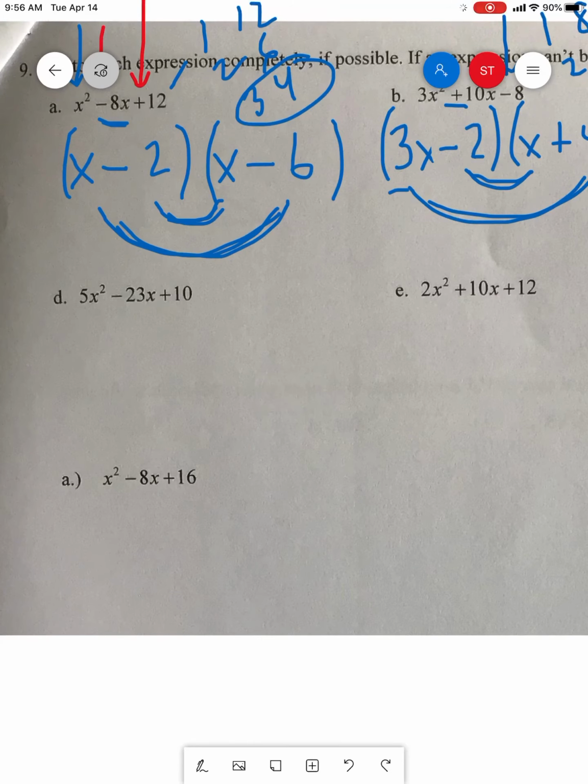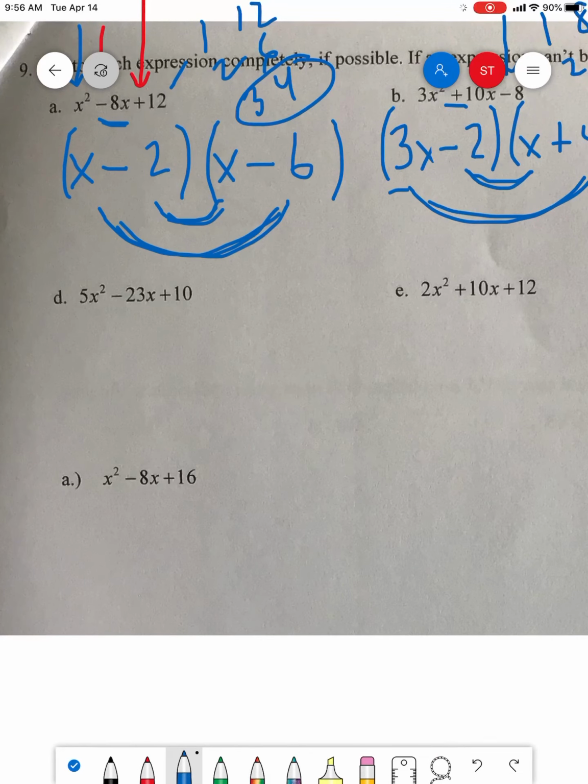Let's just keep it rolling. How about this one? Parenthesis, parenthesis, okay, it's 5x, so it's 5x and x. Ooh, what are my signs? Plus, plus, or minus, minus. So I'm going to look here. So I'm using minus, minus. Now, factors of 10.